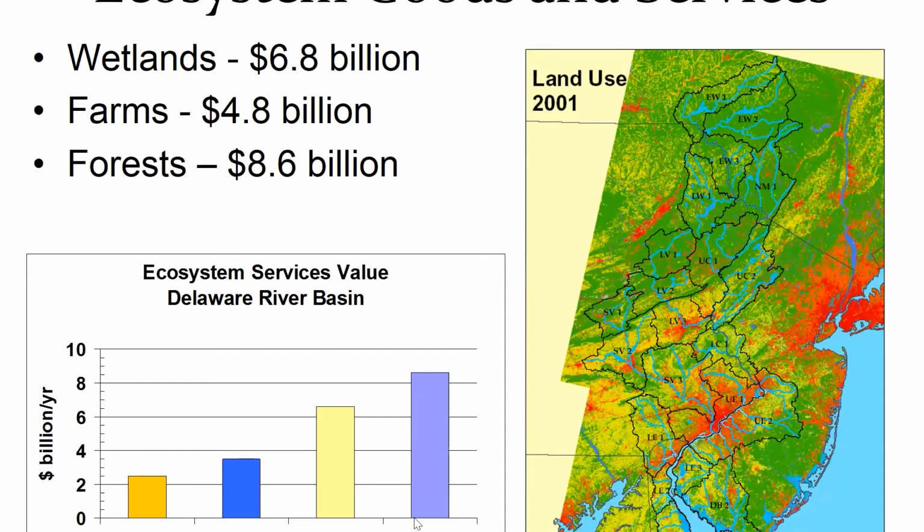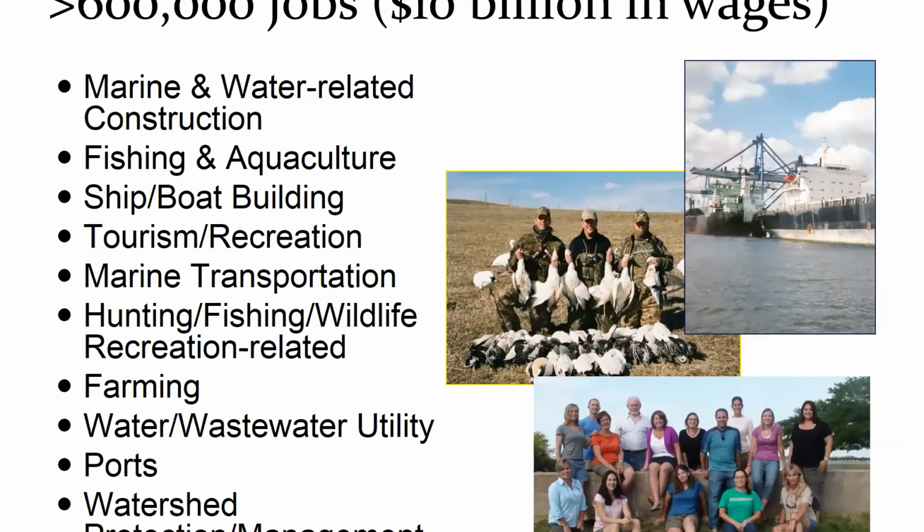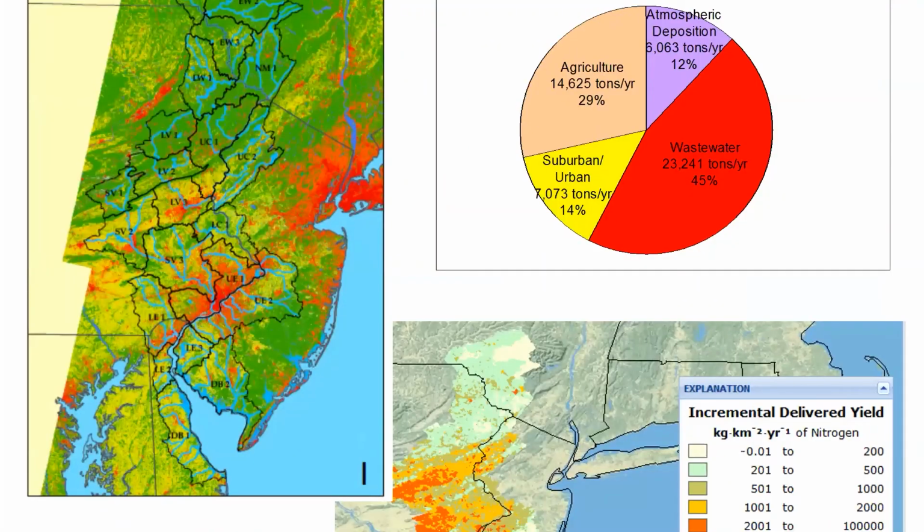So ecosystem services, that's wetlands, farms, and forests. That's that $22 billion flora and fauna factory that we have. And these are the types of jobs that are provided. The ports, for instance. So where's the nitrogen coming from?